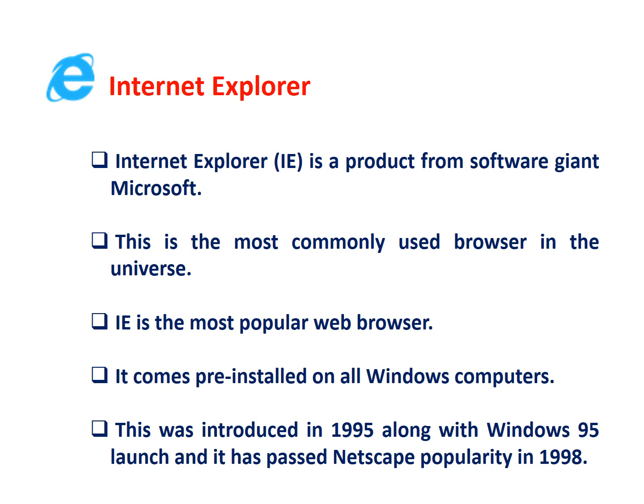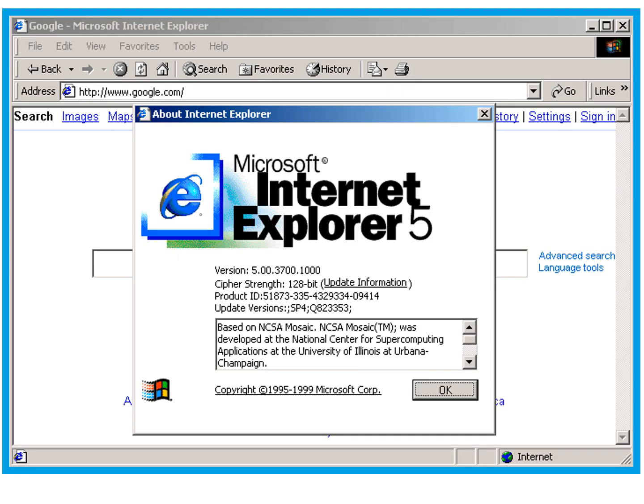Then we have Internet Explorer. It's the product of the software giant Microsoft. It was the most commonly used browser in the universe. Internet Explorer is also treated as the most popular web browser. It also comes pre-installed on all Windows computers. This browser was introduced in 1995 with the Windows 95 launch, and it surpassed Netscape's popularity in 1998. This is the home page of Microsoft Internet Explorer.